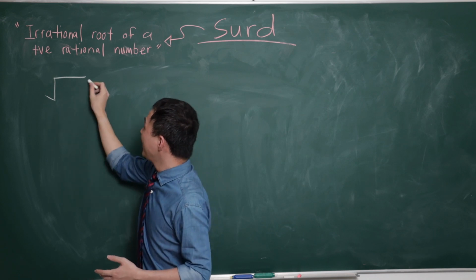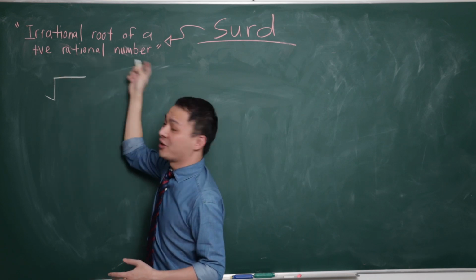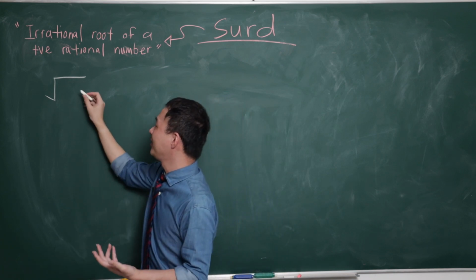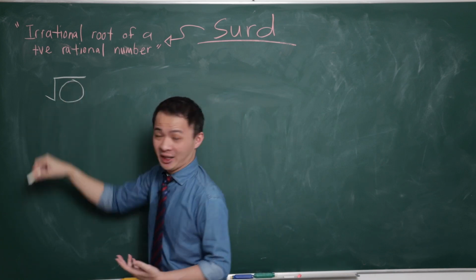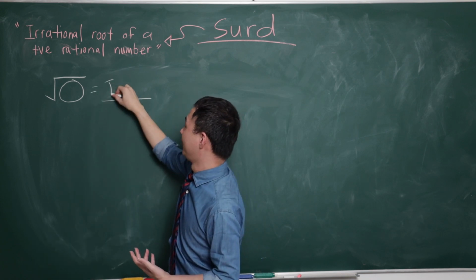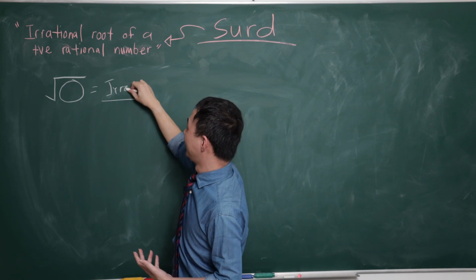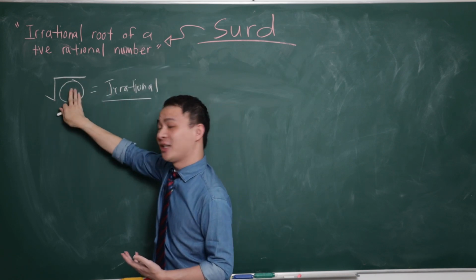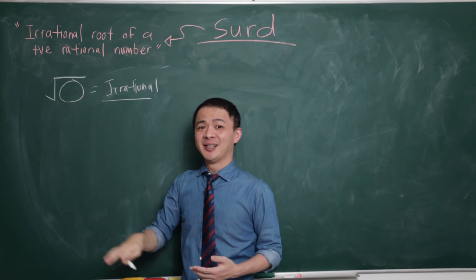So that means inside the square root must be a rational number. Rational number means those integer numbers. We just imagine it's a positive number. And then my answer must be irrational. So that means inside the square root, this one must be a positive rational number.